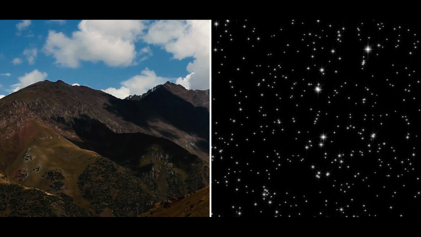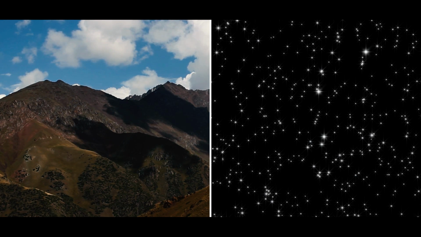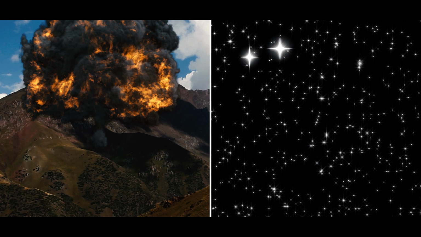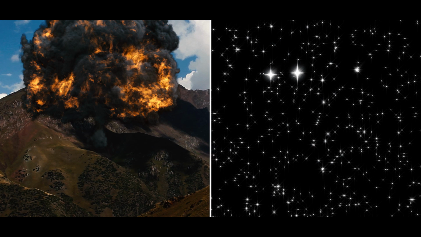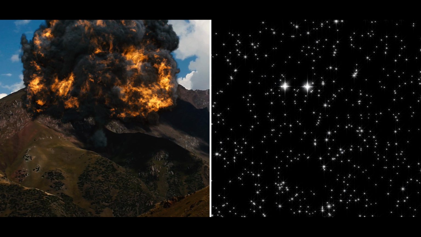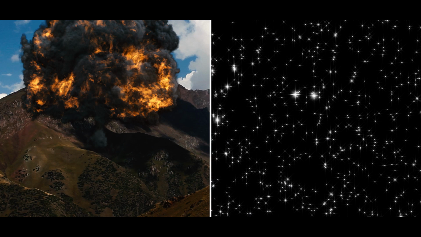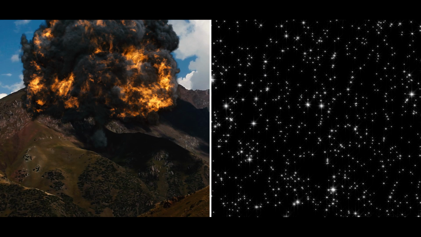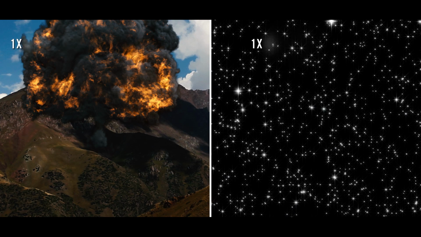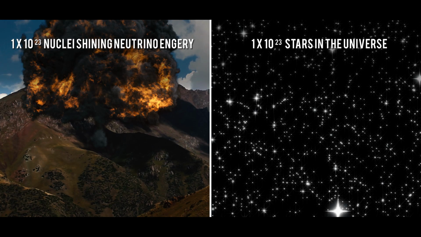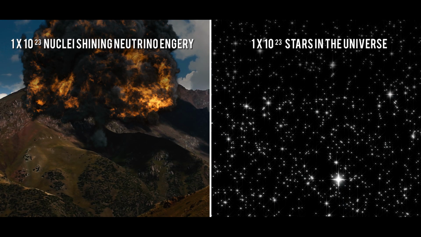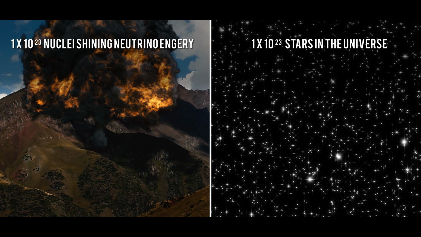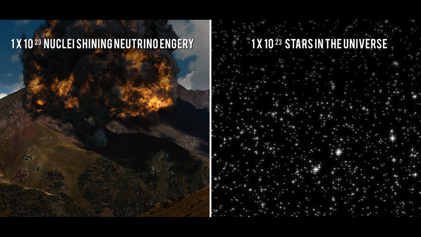Now, 1.5 milliseconds into a 500 megaton fission explosion, that would be a very large-scale fission explosion if we would have one on the Earth, you would have the same number of nuclei of fission products that are undergoing radioactive beta decay. They would be emitting neutrino energy. There would be 1 times 10 to the 23rd, approximately, nuclei in this fission explosion radiating neutrino energy. That number equals the number of stars we see in the Big Bang universe. And so the correlation is actually, I believe, equivalent.